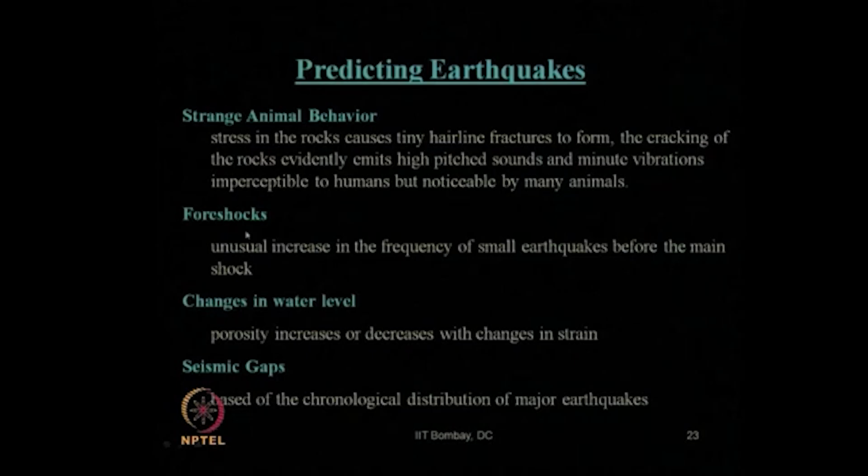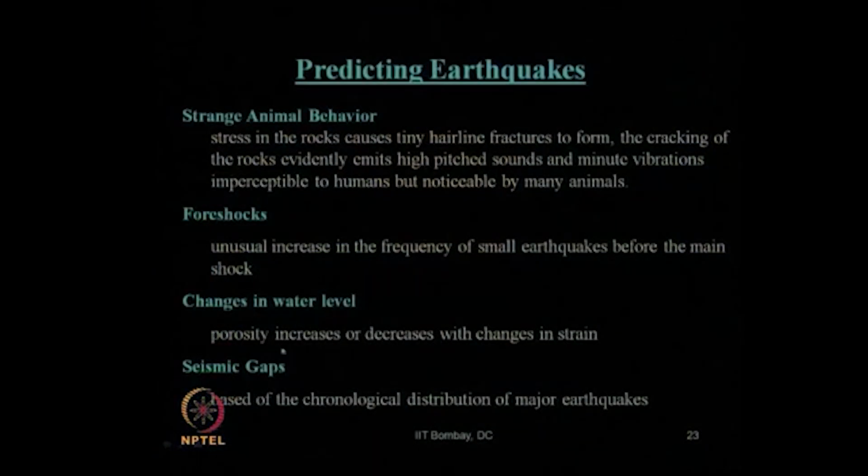Another concept people mention is foreshocks. Before a major earthquake occurs, there is an unusual increase in the frequency of small earthquakes before the main earthquake or main shock. That is, several small earthquakes may come in the vicinity or locality, which may give an idea that some big earthquake is going to occur. But again, that is on a qualitative basis, not quantitative. You cannot say that on that day the main earthquake is going to come.